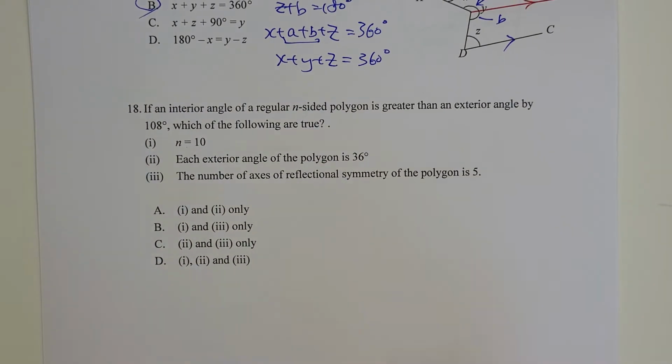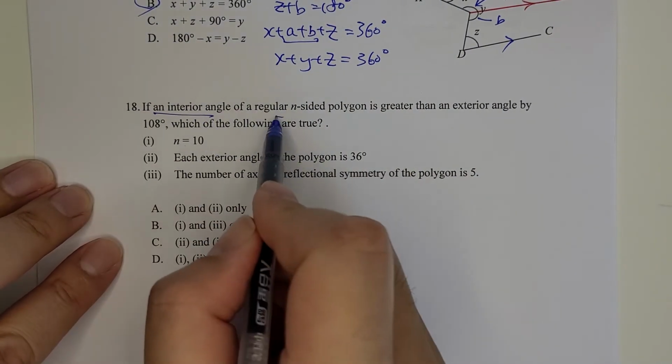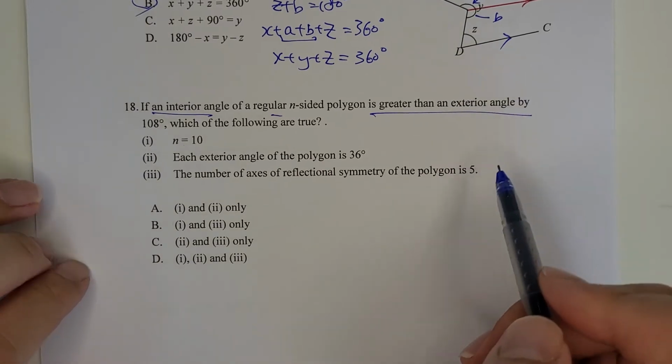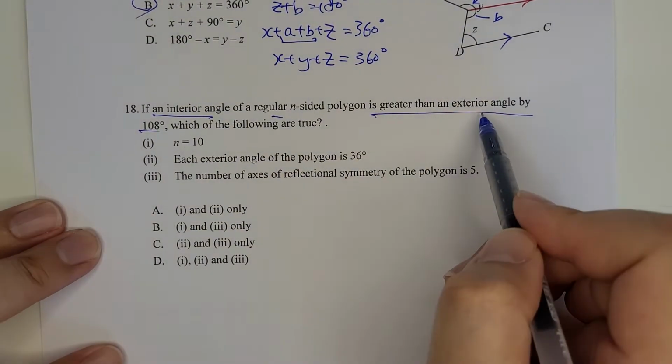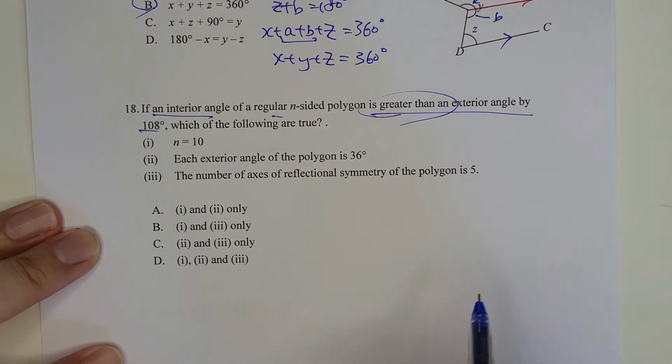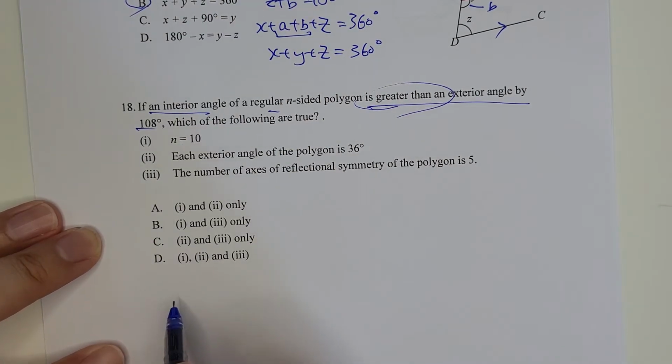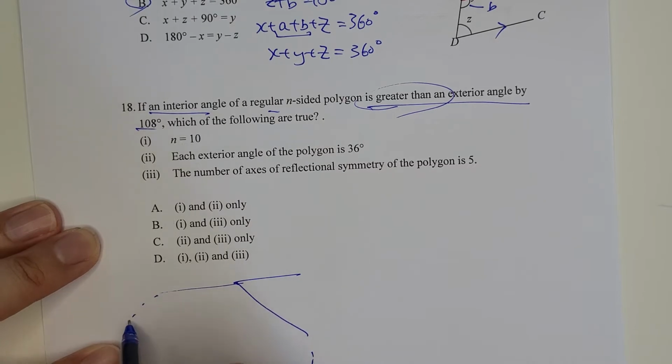So go to question number 18. If an interior angle of a regular n-sided polygon is greater than the exterior angle by 108 degrees. So you can imagine, draw the figure like this. There are so many lines here.